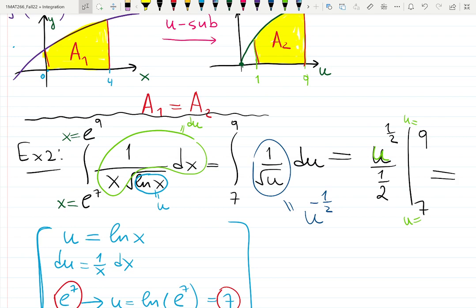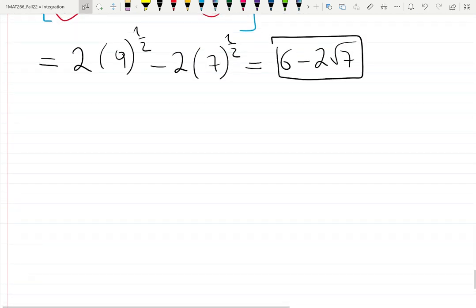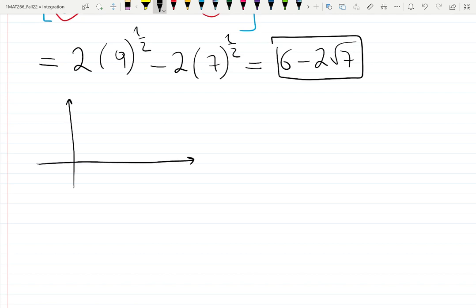Let's draw this. I actually have a beautiful drawing here. Let's recreate it to show you how the transformation looks. The previous graph looks like so: y equals 1 over x times the square root of ln x, from e to the 7 to e to the 9. And this is the area we're looking for.